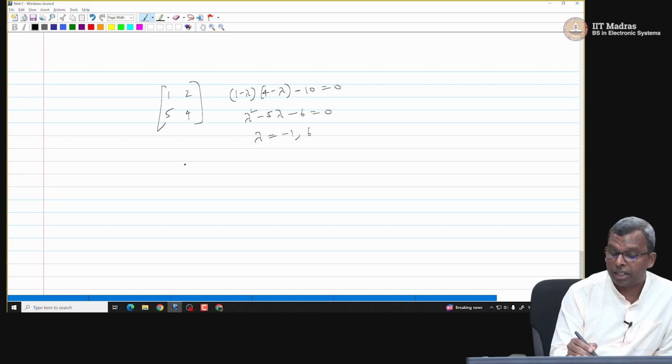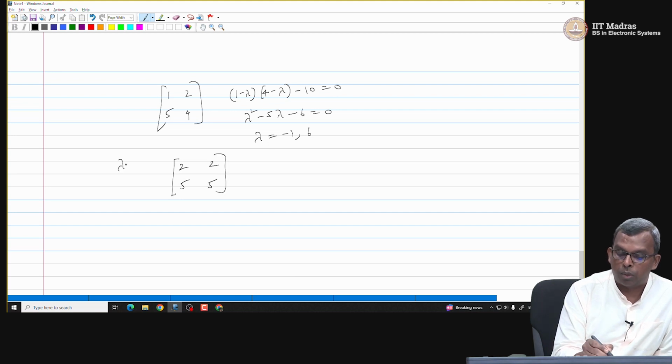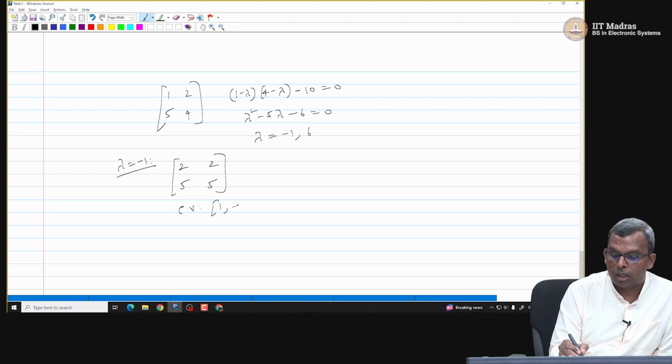You can try to find the eigenvectors corresponding to this. Let's find the eigenvectors corresponding to this. So I need to solve lambda is minus 1, so it's 2, 2, 5, 5. Right. So for lambda equals minus 1, this is my matrix. So the null space vector, the eigenvector, is just 1 comma minus 1, right. So that's very easy. Okay.